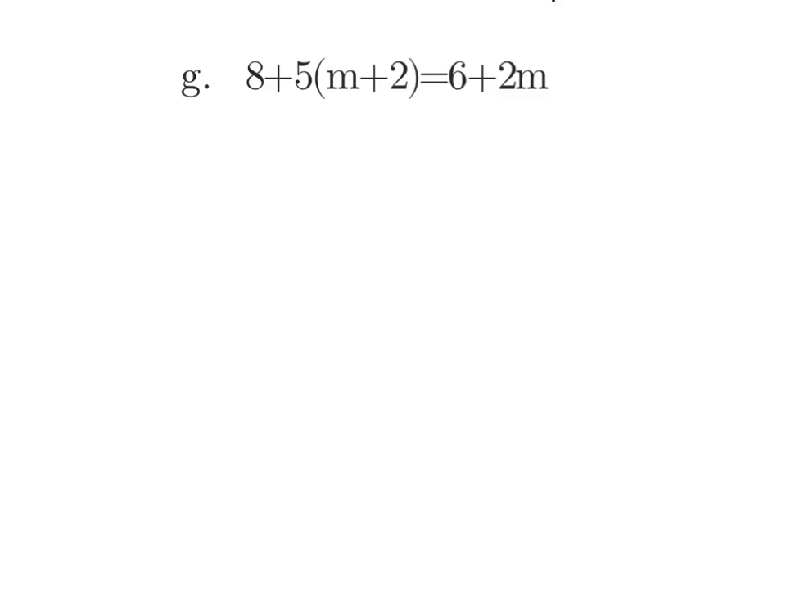I want to distribute the 5. If we distribute the 5, we get, I'm going to bring down my 8. We get 5 times m is 5m. 5 times 2 is 10. Right side stays the same.